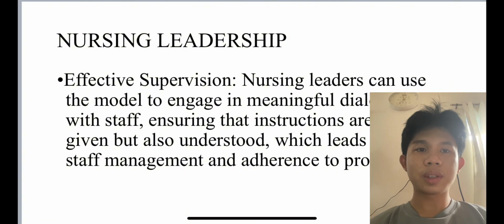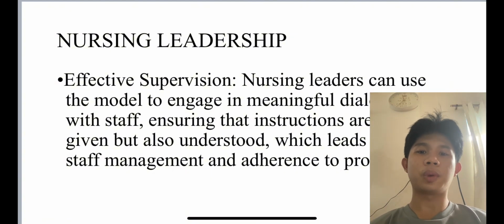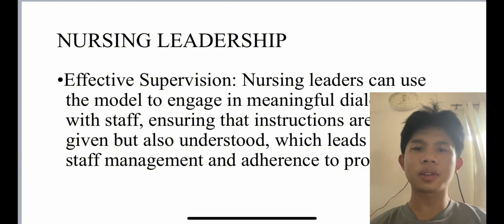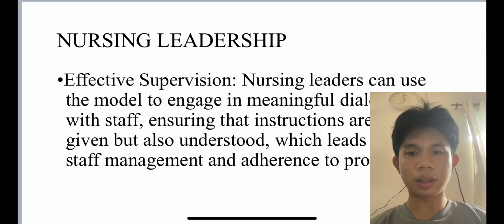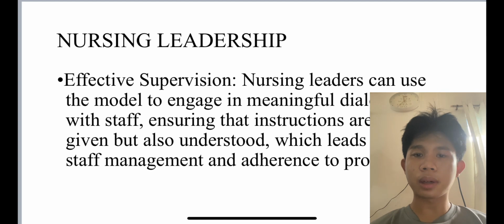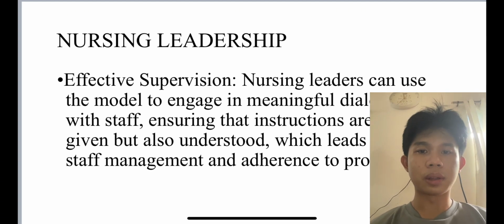And also nursing leadership. We must engage in meaningful dialogues with the staff or with the patient, ensuring that instructions are not only given but also understood.